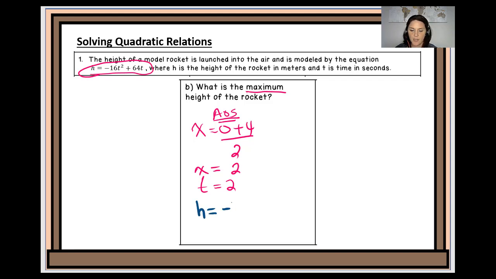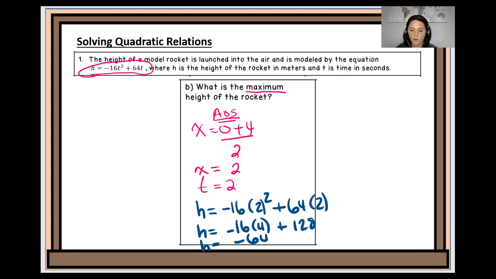So h is equal to negative 16 times 2 squared plus 64 times 2. So h is equal to negative 16 times 4 plus 128. h is equal to negative 64 plus 128. So h is equal to 64 meters. So we can make our conclusion. Therefore, the maximum height of the rocket is 64 meters.